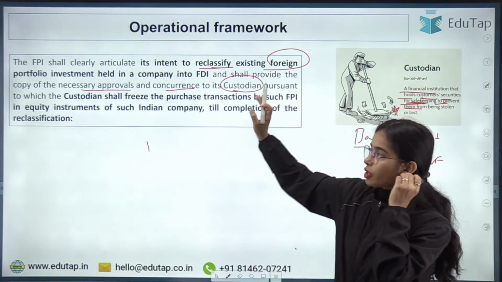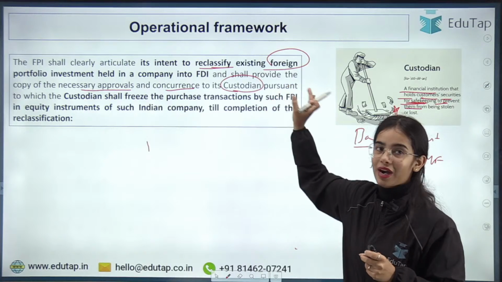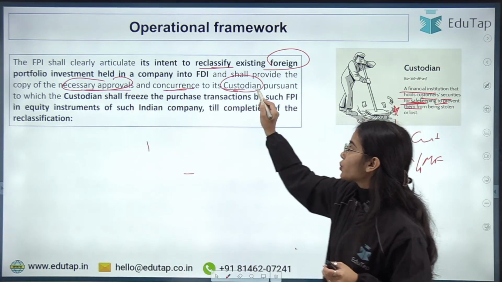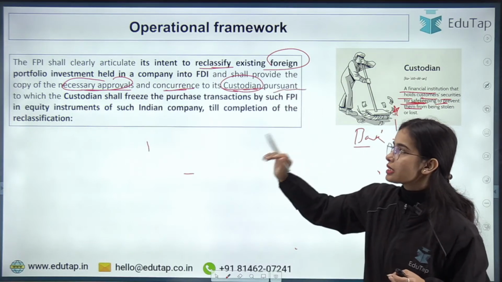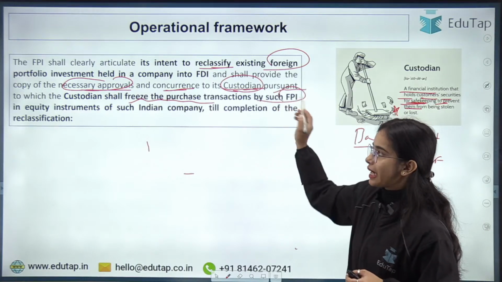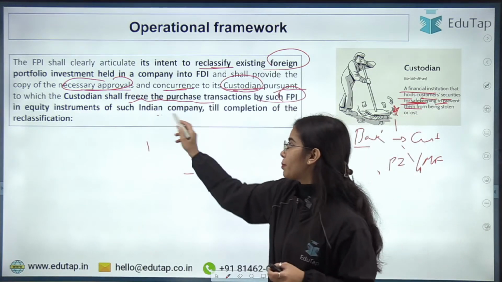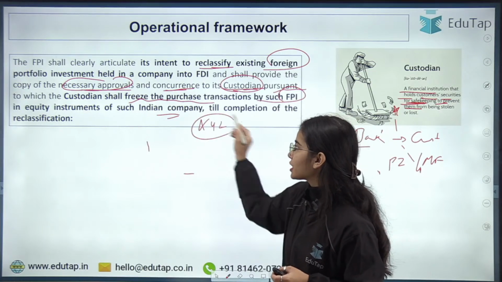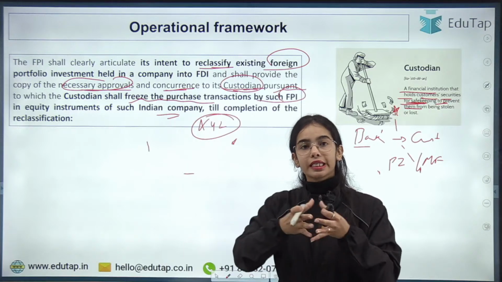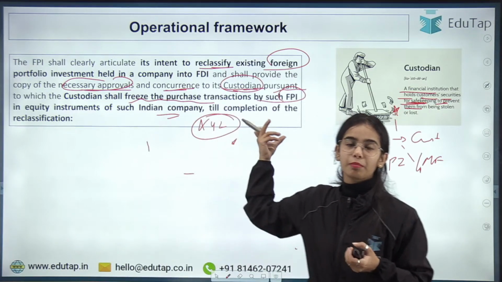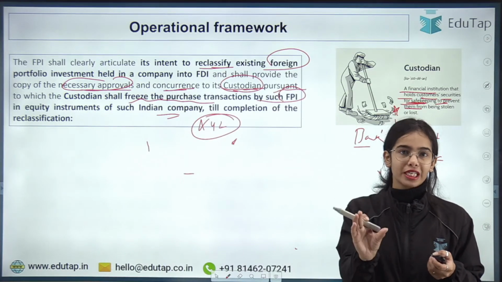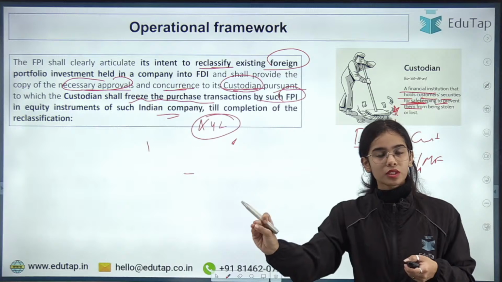So the foreign portfolio investors shall provide the copy of the necessary approvals and agreements to their custodian, pursuant to which the custodian shall freeze the purchase transactions by such FPI in equity instruments of such Indian company. That means the shares that the FPI has bought of the XYZ will be freezed for the time being, till the process is taking place, till the completion of the reclassification. The shares will be freezed in the account of the FPI, okay.